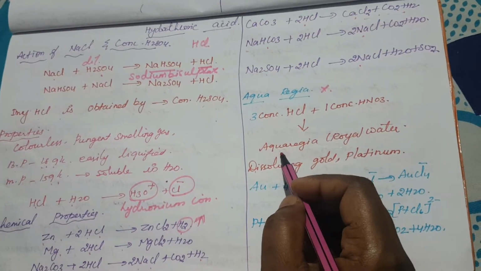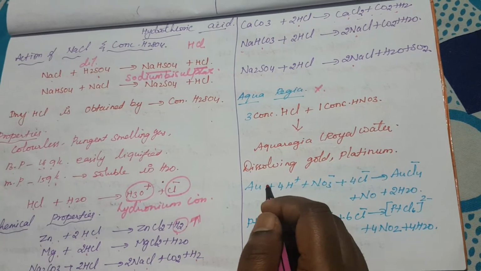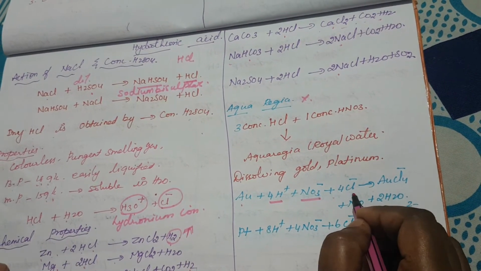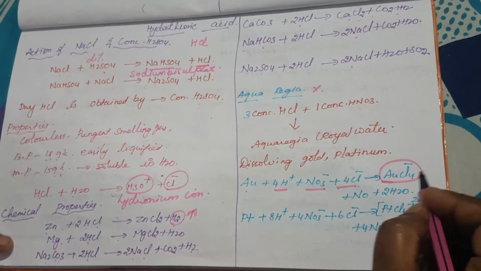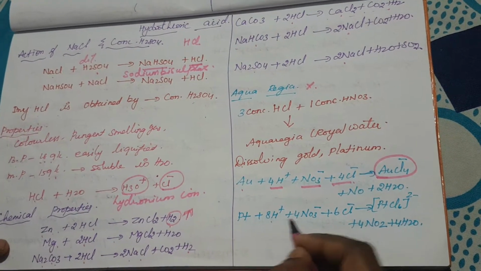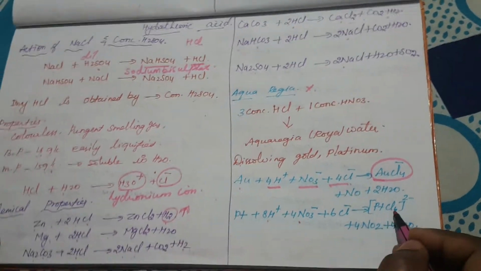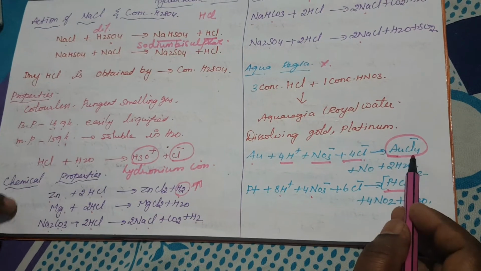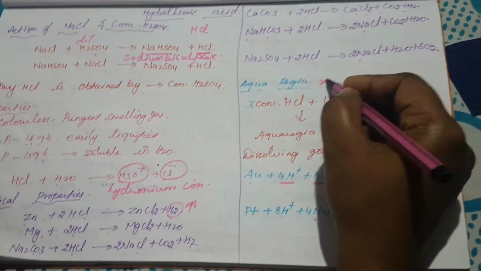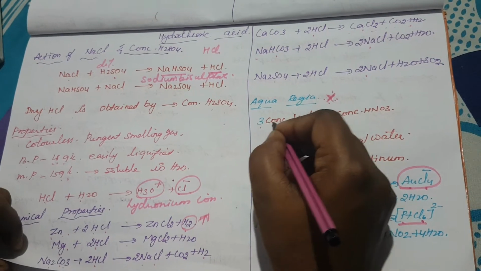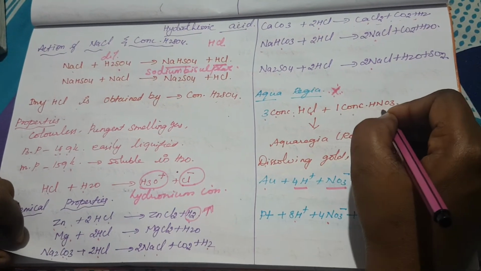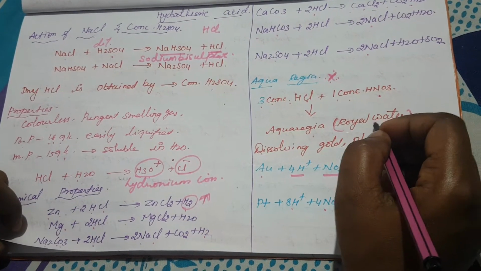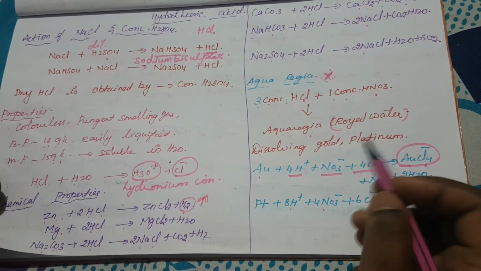No equation is given here, only the ionic form: gold plus H plus ion, nitrate ion, chloride ion gives auric tetrachloride. Another is platinum, H plus, nitrate ion, chloride ion gives platinum hexachloride. One important question: what is aqua regia? It is 3 parts of concentrated hydrochloric acid and 1 part of concentrated nitric acid, otherwise called royal water. It dissolves gold and platinum.